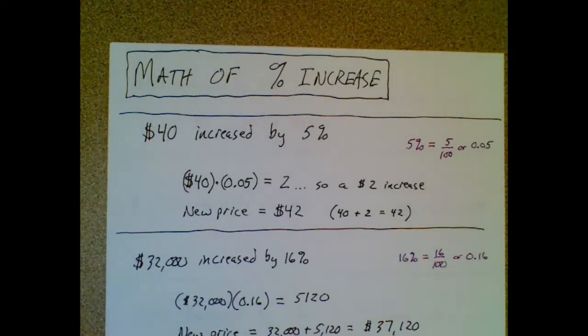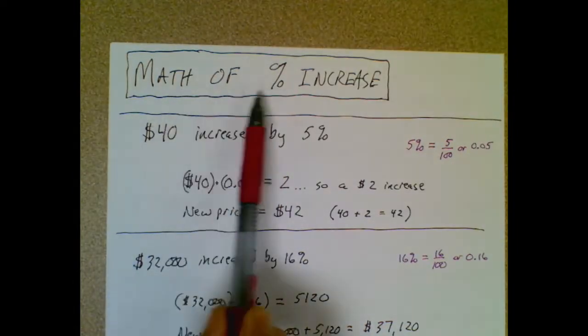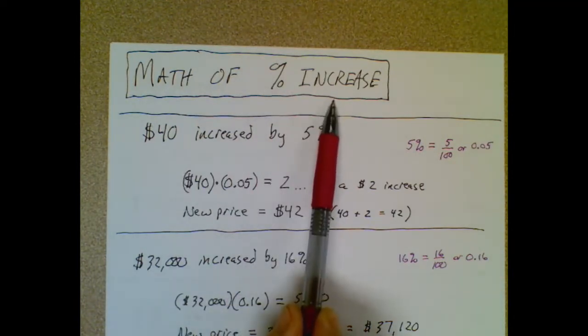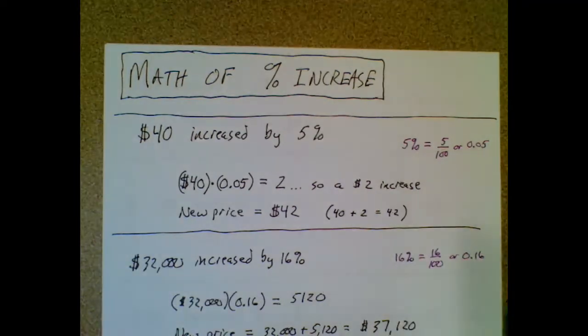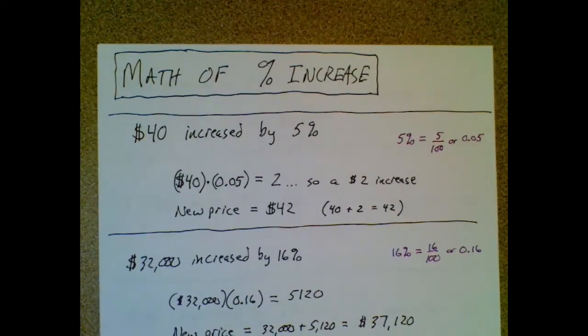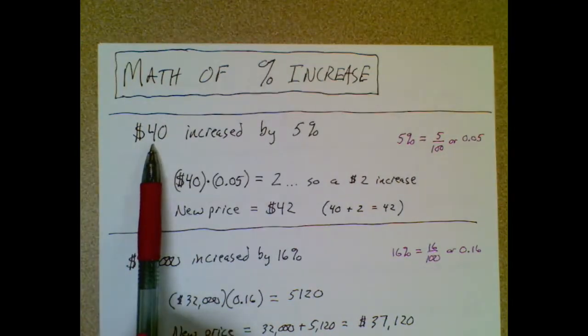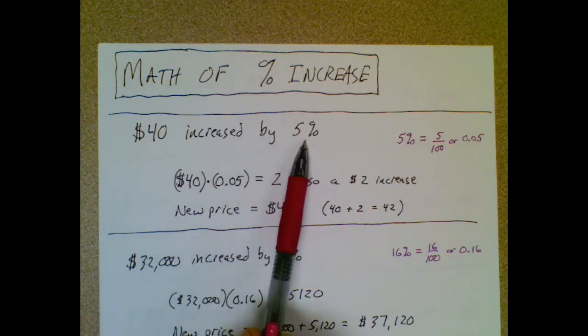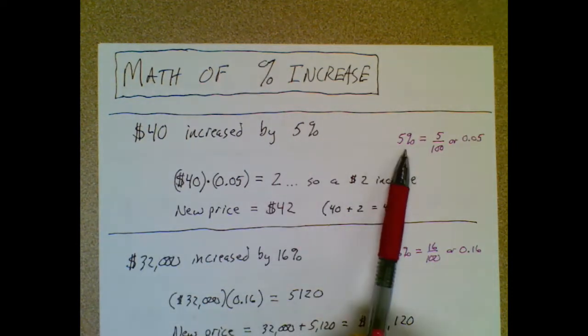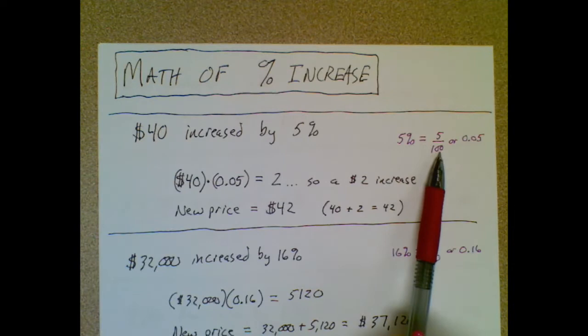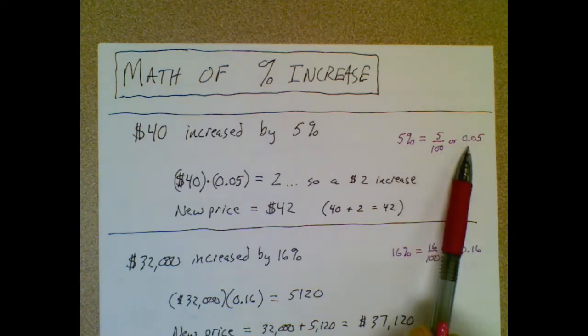We're going to take a quick look at the mathematics of percent increases or decreases. And now before we do this, realize that there's about 173 different ways for people to do percent computations. The two ways that I'm going to show you are ways that I think might just be better for your spreadsheet programming. So let's say we had something that was $40 and it was increased by 5%. 5% means 5 out of 100, or as a decimal, 0.05.